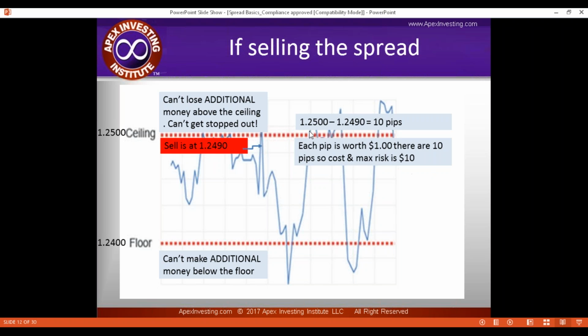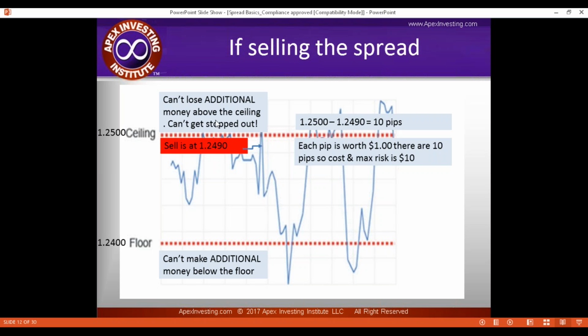Because we've got a few examples there. Some people said, oh, $1, $10, $50. It's $1 a pip, and the ceiling caps my risk. So whether it goes 10 ticks against me or 110 ticks against me, $10 is my maximum risk. Okay? Everybody understand that? That's very important.